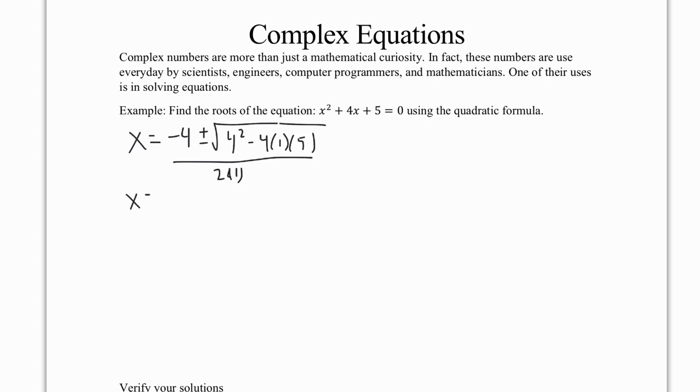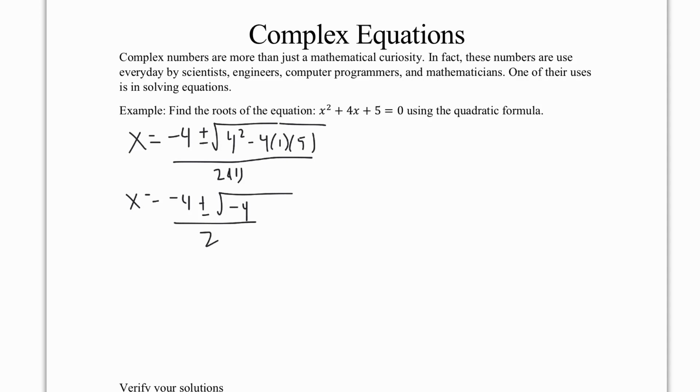So let's find the roots of the equation x squared plus 4x plus 5 equal to 0 using the quadratic formula. So we'll have x equals negative b, so negative 4 plus or minus the square root of 4 squared minus 4 times 1 times 5 all over 2 times 1. So x is equal to negative 4 plus or minus, 4 squared is going to be 16, and 16 minus 20 will be negative 4.